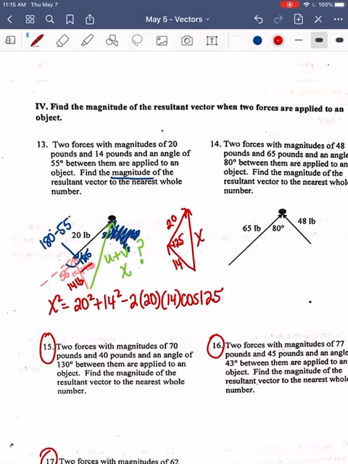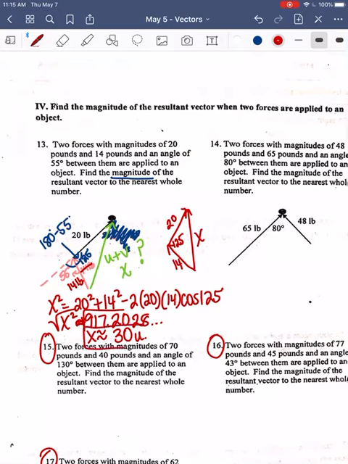And you get x squared is approximately 917 point blah. And now we're going to square root it. And you should get approximately 30 units. Because it was 30.2, the 2 doesn't make it round up.